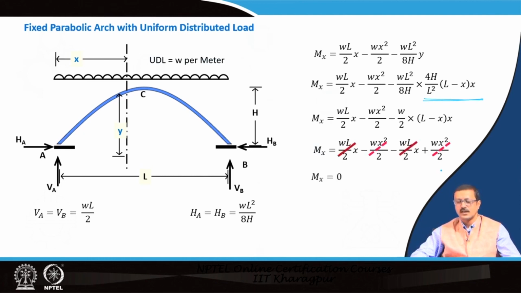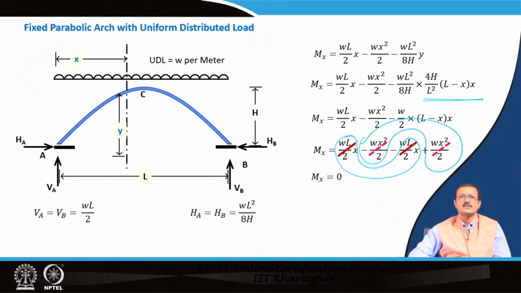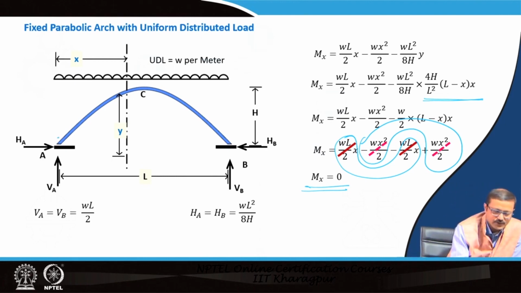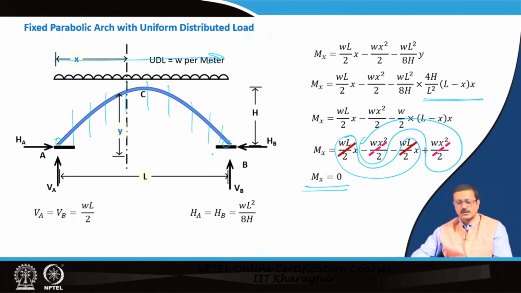You see the interesting thing is that, like magic, everything will get cancelled. This will get cancelled by this one, and this will be cancelled by this one. So, finally, Mx equals 0. What does that mean? This means a lot to us. That means, if it is a parabolic arch under a UDL, at distance x it will experience no moment. That means anywhere in the arch, from this point of contact to this point of contact, at any distance x, it is not going to experience any kind of moment.